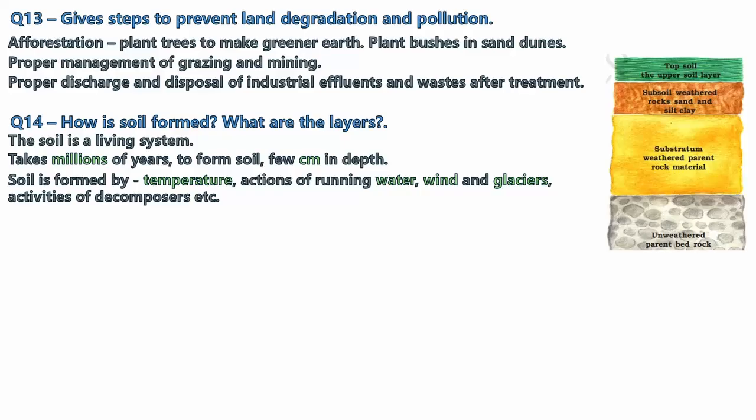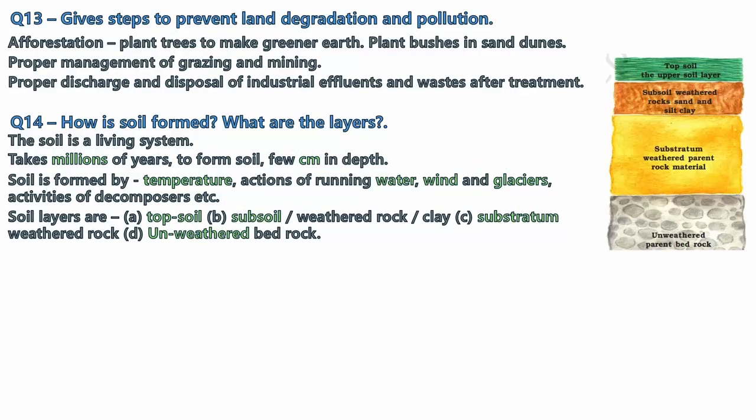Okay, this unweathered parent bedrock has not been exposed to the atmosphere, so it is unweathered. The substratum weathered rock is somewhere in between. The subsoil is more affected by weather. It has silt, clay, and all that. The topsoil is the upper part of the soil. Okay, soil layers are topsoil, subsoil or weathered rock, clay, etc. Substratum weathered rock is the third layer, and unweathered bedrock is the fourth layer.